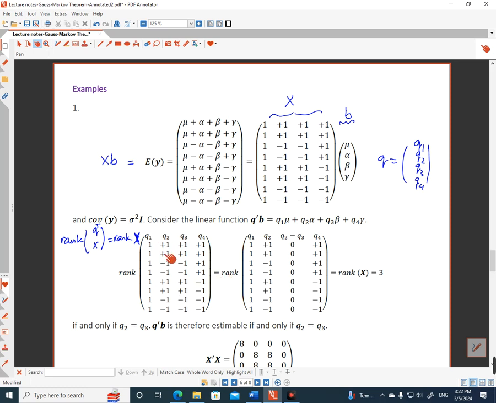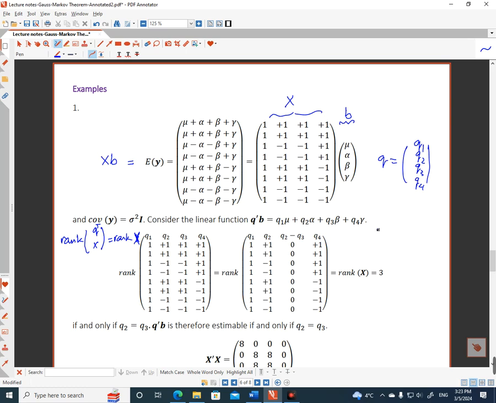So if you want to keep the rank of X, which is equal to 3, we can assume that q2 is equal to q3, or we can apply this transformation and write q2 minus q3 instead of q3 in this column. In order for the matrix to have rank 3, q2 minus q3 must be equal to 0, which gives q3 equal to q2. Now we can understand the estimable functions. So any q prime b in which q2 is equal to q3 is estimable.